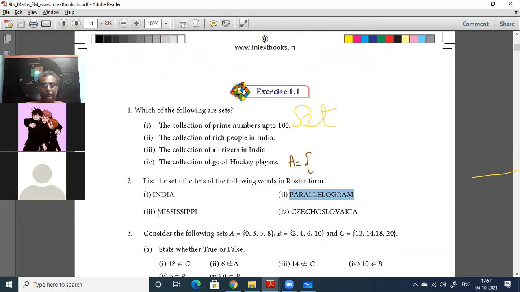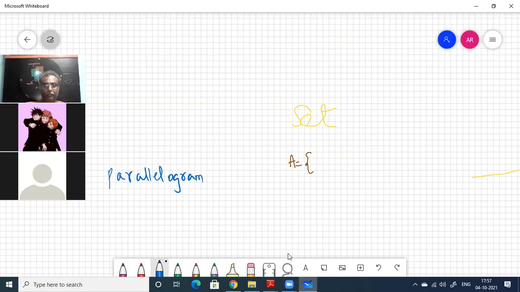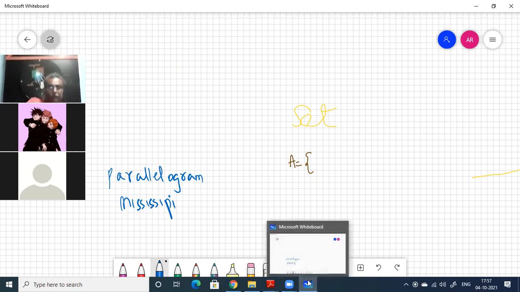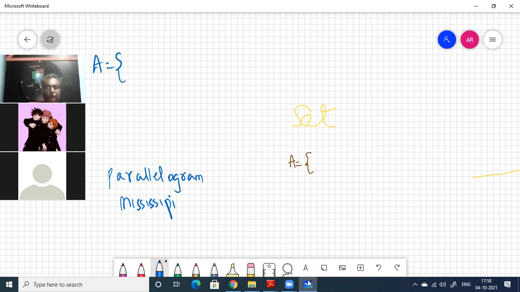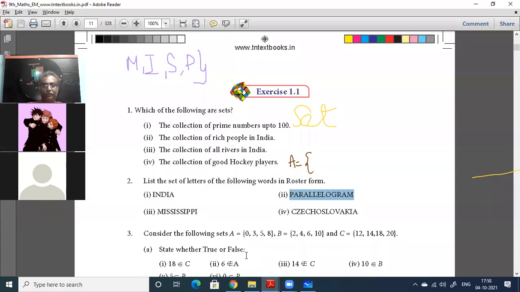Okay. Mississippi. Arpana, you can try Mississippi. You try here. Write Mississippi. That's all. Only four members are there. Very simple, no? Everything else is repeated. Okay.